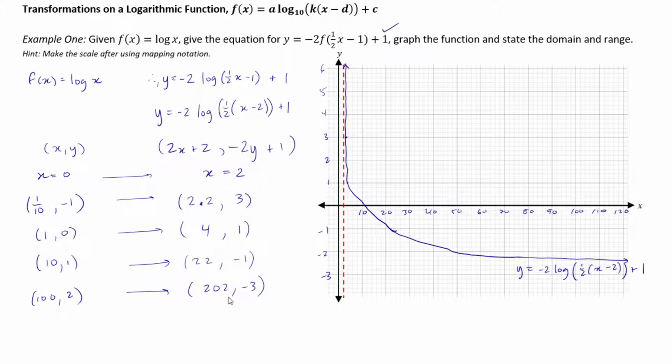Until it reaches 202 and negative 3. So we just kind of sketch it downwards that way. So this is in fact the graph that we plotted right here. And this right here is based off of the parent function, f of x equals log x base 10.